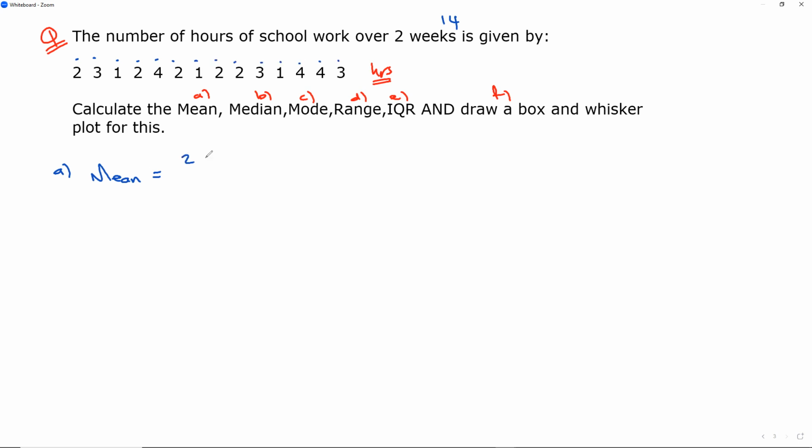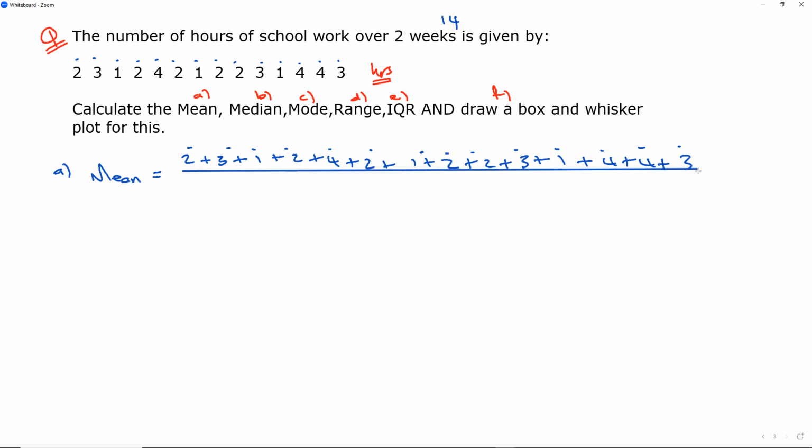So we then take 2 plus 3 plus 1 plus 2 plus 4 plus 2 plus 1 plus 2 plus 2 plus 3 plus 1 plus 4 plus 4 plus 3. That's 14 values, and we're dividing it by 14. So we've got to add this up and divide it by a total of 14.